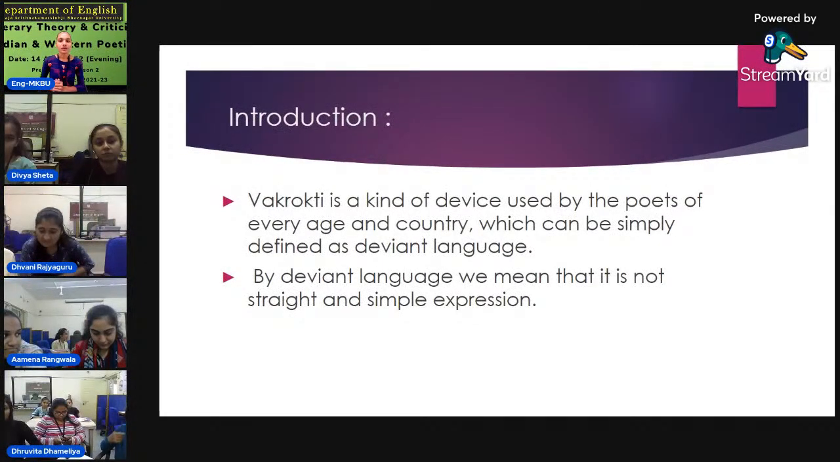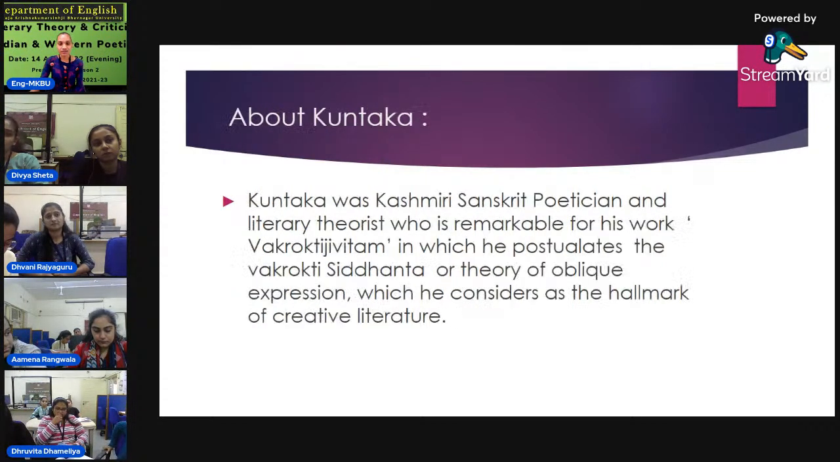Introduction. Vakrokti is a kind of device used by the poets of every age and country, which can be simply defined as a deviant language. By deviant language, we mean that it is not straight and simple expression.